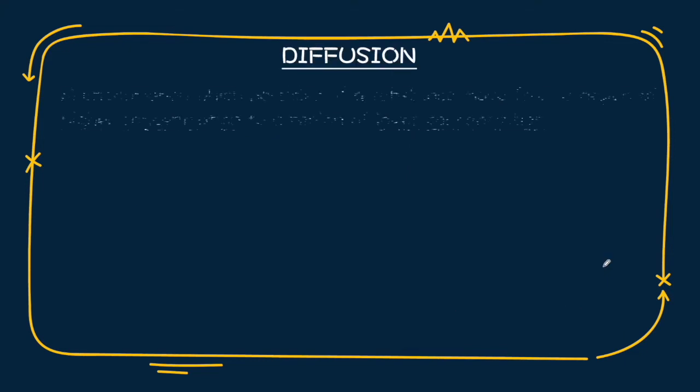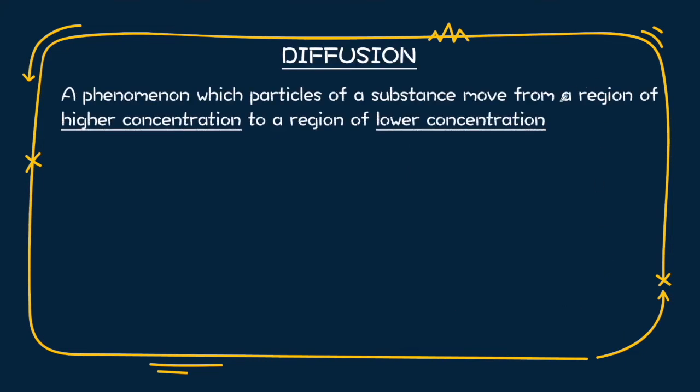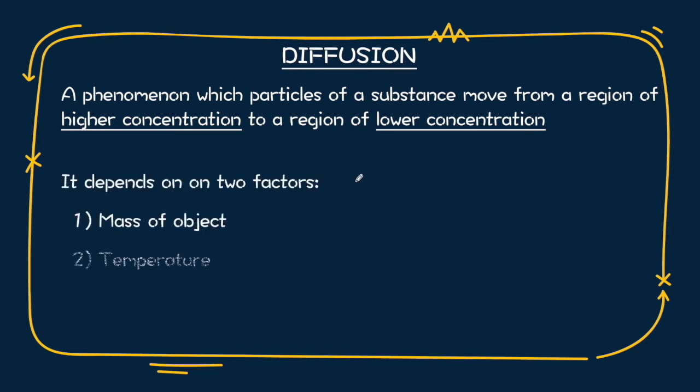We'll move to this thing called diffusion. It is defined as substance moving from a higher concentration to a lower concentration region. What does it mean? It means when your mom is cooking curry in the kitchen, when you're in your room, after a while, you can smell the curry in your room. So this is called diffusion. And diffusion depends on only two factors: the mass of the object as well as temperature.